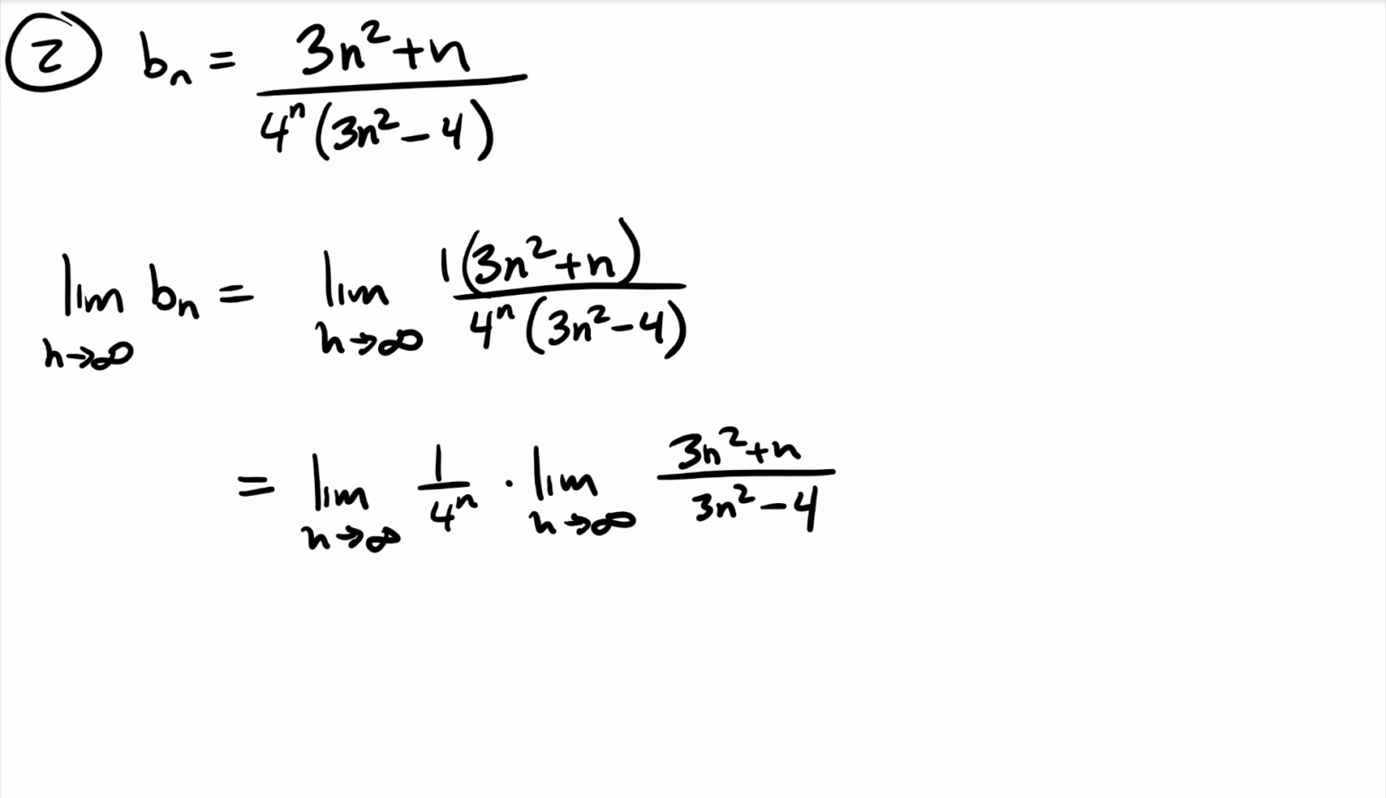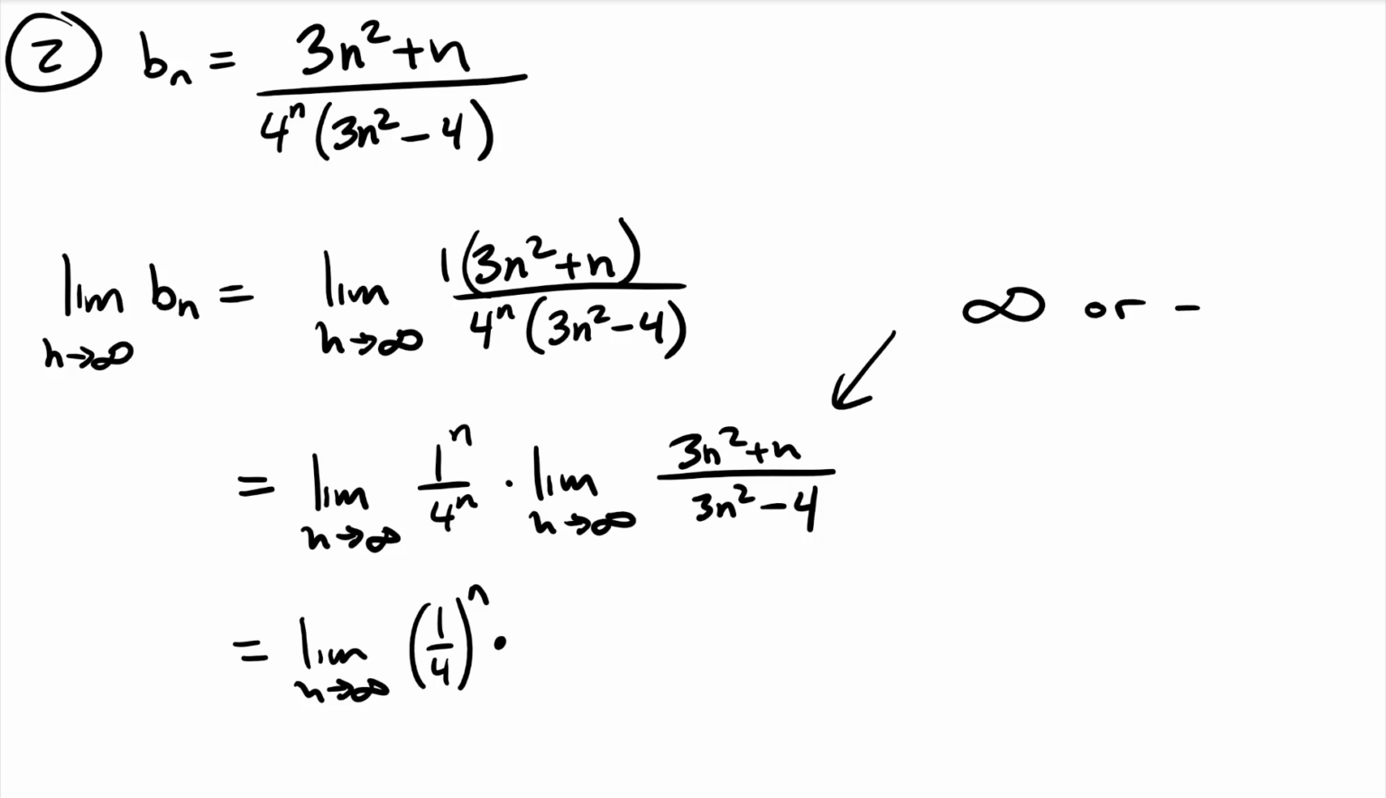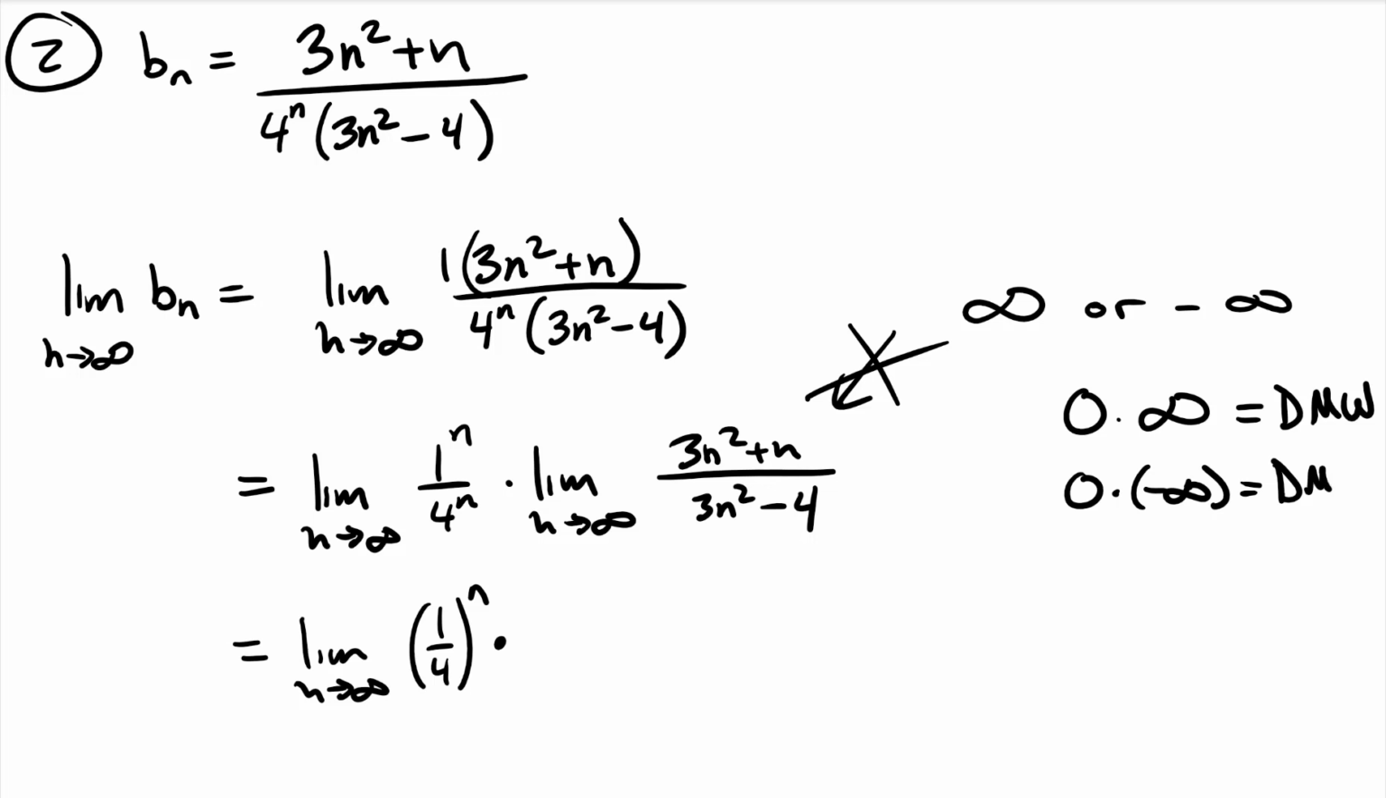So now we have the limit as n tends towards infinity, and let's make that 1 to the n over 4. That goes to 0. Now, as long as the other part doesn't go to infinity or negative infinity, which it doesn't, by the way. Because 0 times infinity means do more work, and 0 times negative infinity means do more work. It's not 0 and it's not infinity. It's just whatever it is.